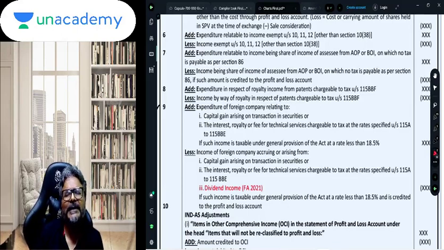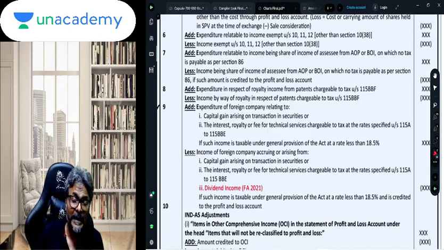And accordingly, we have to figure out which is the case where the rate of tax applicable to the foreign company in respect of a particular income is lower than 15%. Then for that, students, your search should end in section 115A, wherein we have got royalty and FTS income, which is chargeable at the rate of 10% when there is no permanent establishment in India. That is point number 1.